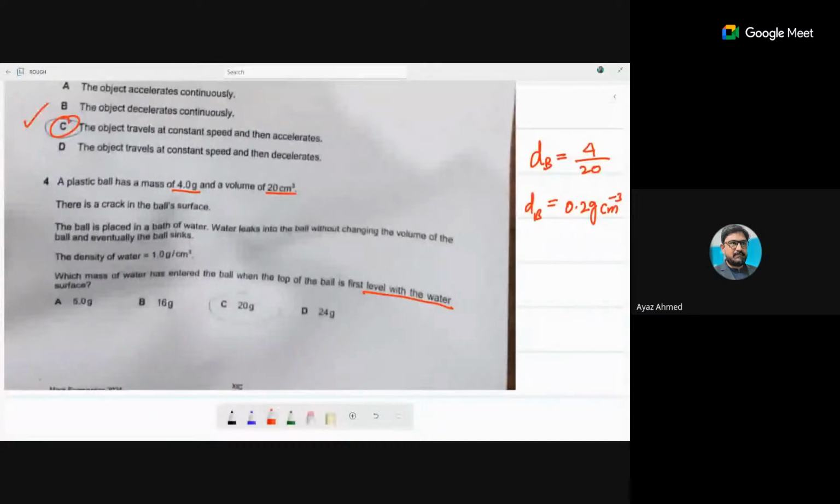And what we have to do, close the door. There is a crack in the surface of the ball, and the water will get into the ball from that leakage, and finally the ball will sink down. The water has density this much. So we believe this ball will sink when the weight of the ball becomes greater than the upthrust. Do you know the concept of upthrust?